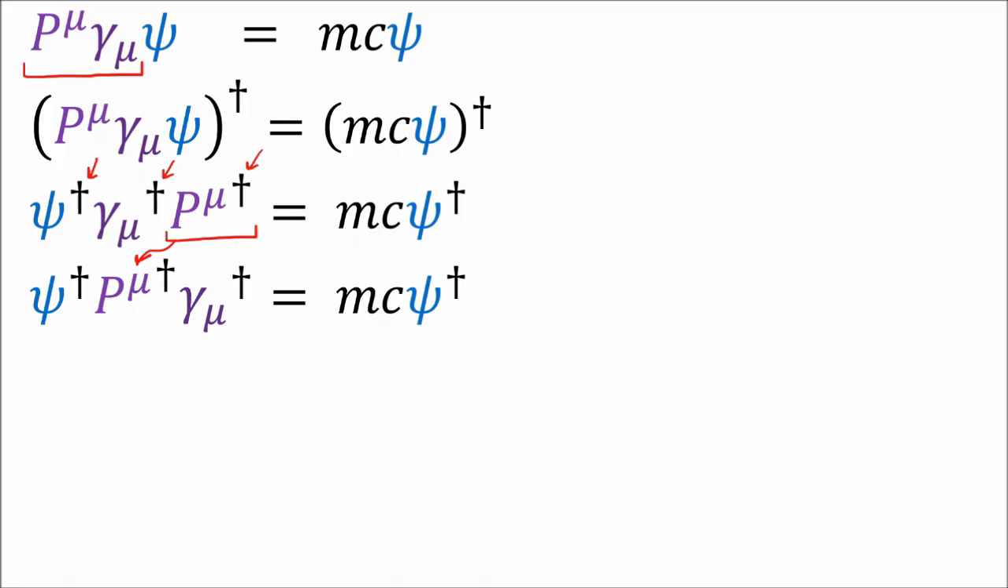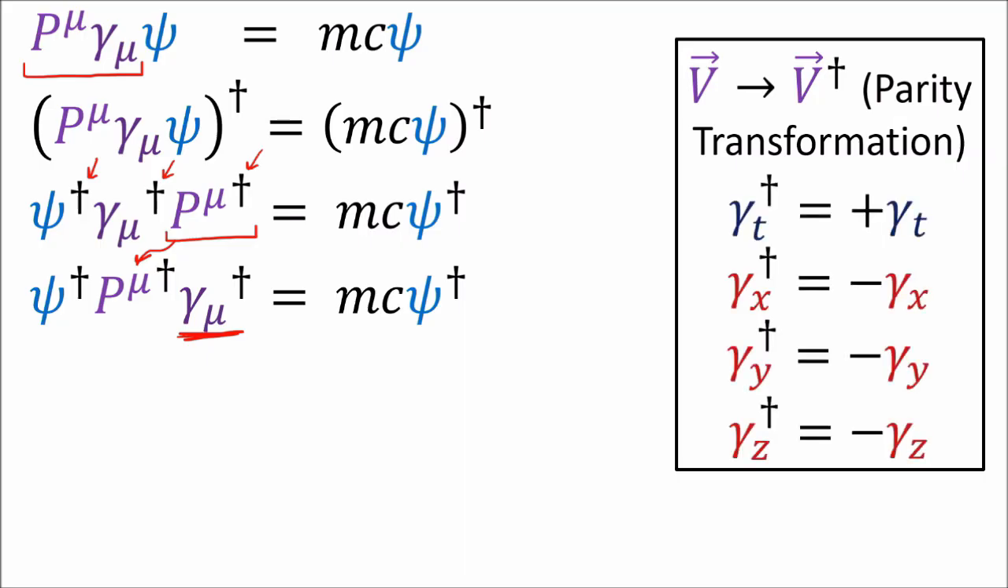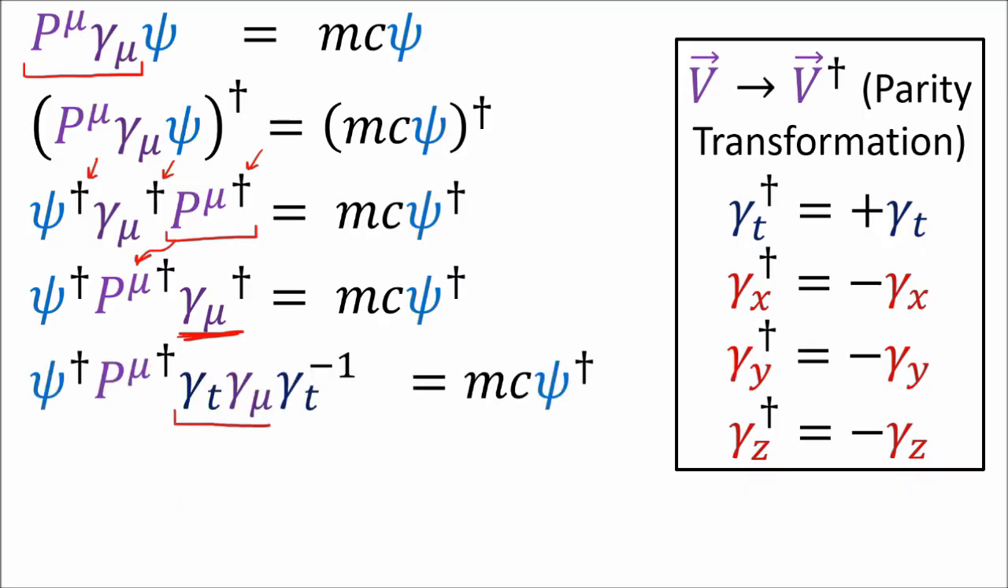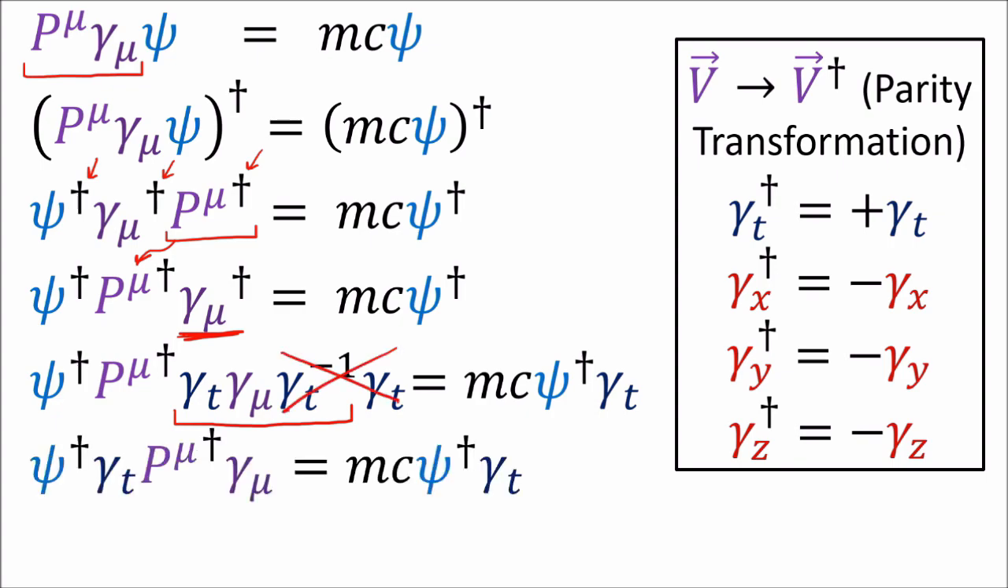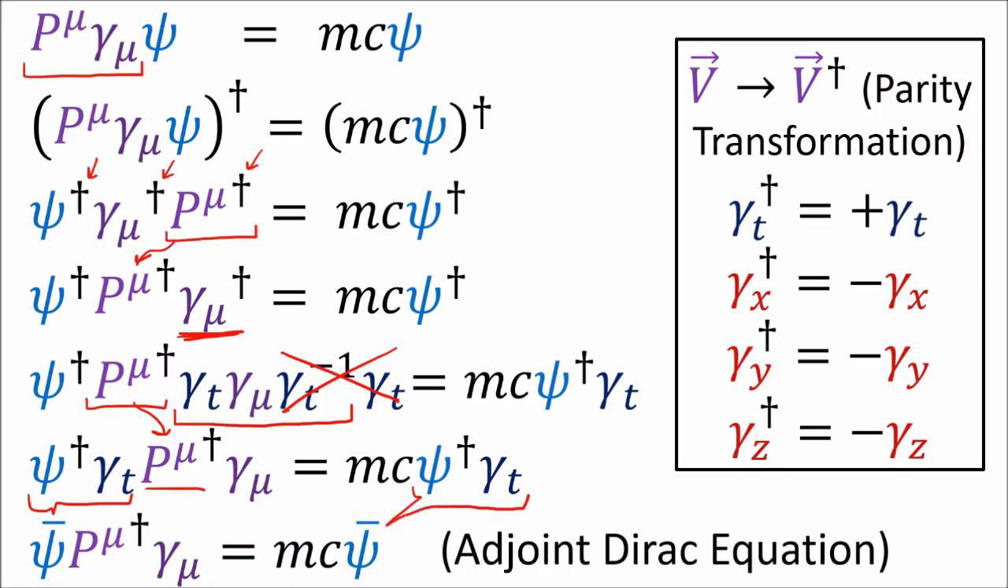Now, taking the Hermitian conjugate of a gamma matrix is the same thing as reversing the spatial gammas. So this is a parity transformation. And as we learned, a parity transformation can also be done with conjugation by gamma t. Multiplying both sides by gamma t on the right, we can cancel and slide gamma t past the scalar p components. Now we can replace psi dagger gamma t with psi bar. This is the adjoint version of the Dirac equation.